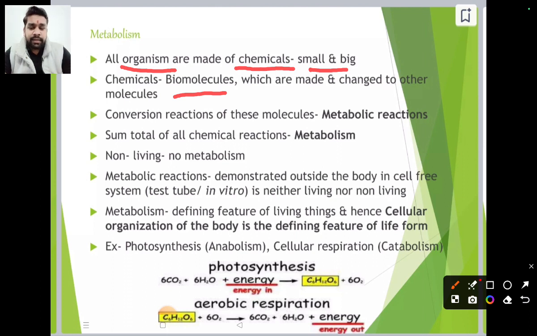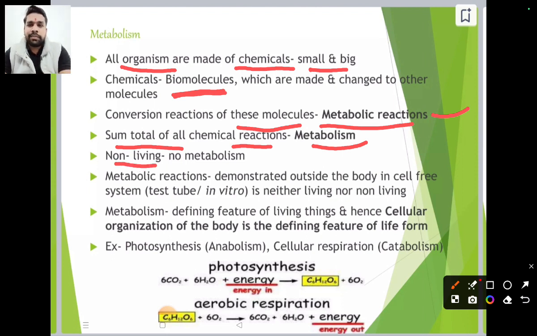So I can simply say that all living organisms are made up of biomolecules. These biomolecules can be small and big, which can be considered as micromolecules and macromolecules. Conversion reactions of these biomolecules are called metabolic reactions. For me, it means if we change any of these molecules, if we change shape or any kind of change in any of the biomolecules which is present in the human body, it will be considered as a metabolic reaction. And the sum total, as I said earlier, of all the chemical reactions is known as metabolism. Clear?